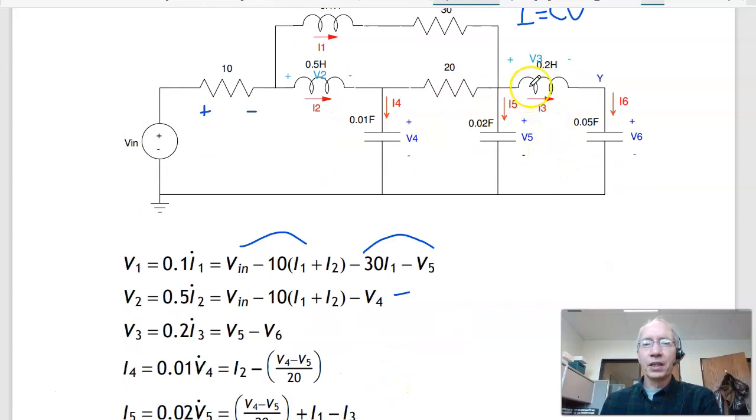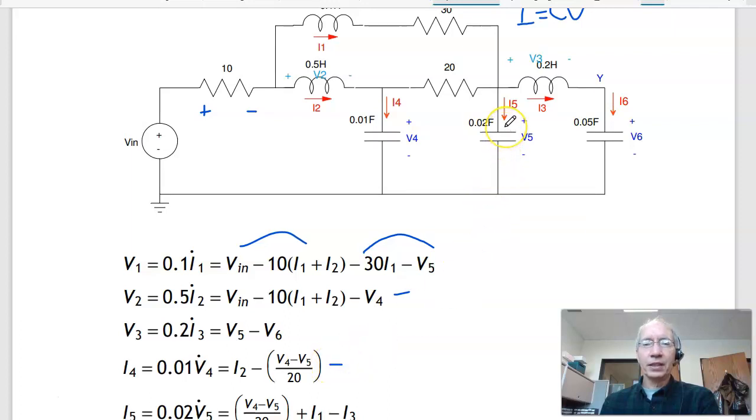Third equation, V equals L di/dt. V3 is 0.2 I3 dot. That's V5 minus V6. For capacitors, the current I equals C dV/dt. I4 is 0.01 V4 dot. That current is current in minus current out. Current in is I2. Current out is V4 minus V5 over 20.